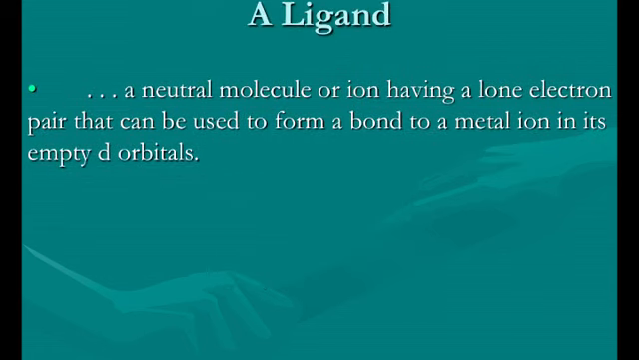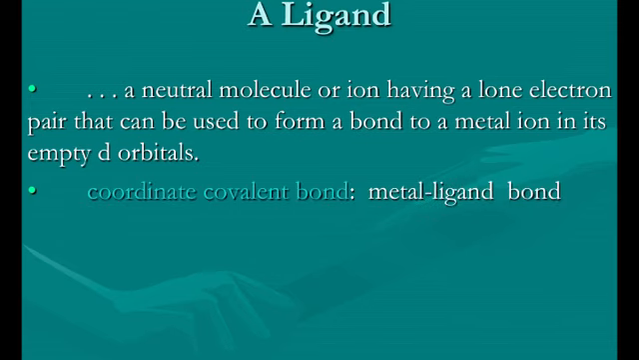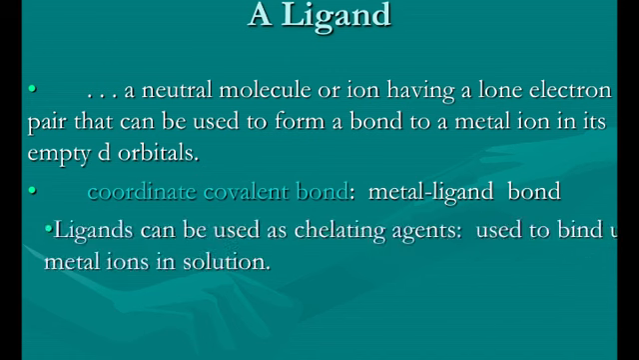So what is a ligand? Well, it's got a lone pair, just like what I said, and it can bond to the metal ion using d orbitals. Those bonds are called coordinate covalent bonds. So what holds together a complex ion inside of the ion are these coordinate covalent bonds.